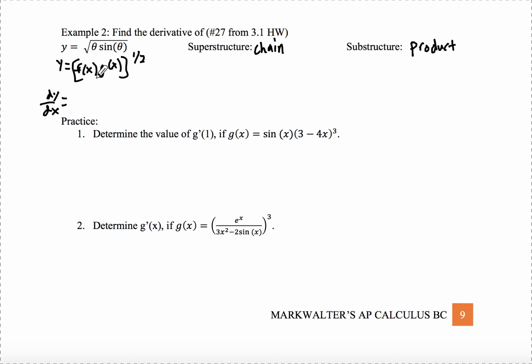So since my superstructure is a chain rule, I start my chain rule. My chain rule says keep the inside, but take the derivative of the outside. So the derivative of the outside would be a half. I keep the inside, so that's going to be theta sine of theta. Take the outside, which is the derivative of the half power. So I bring down the half, keep the inside, subtract 1 from the exponent, times the derivative of the inside. But the substructure of the inside, the next step, is going to be a product. I have something times something else. So my product rule, I'm going to put this in parentheses, the derivative of my inside is a product rule. I keep the first, derivative of sine is cosine.